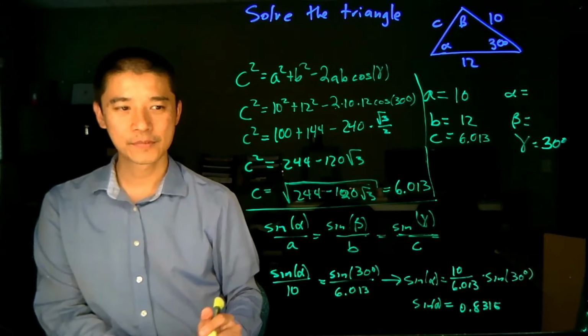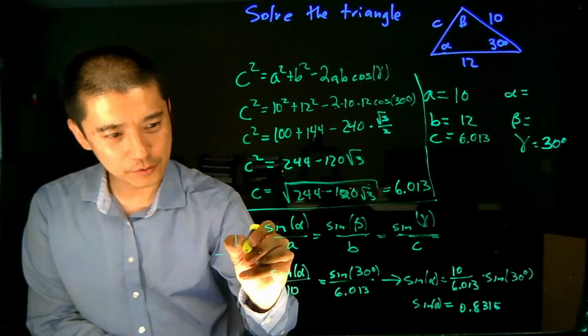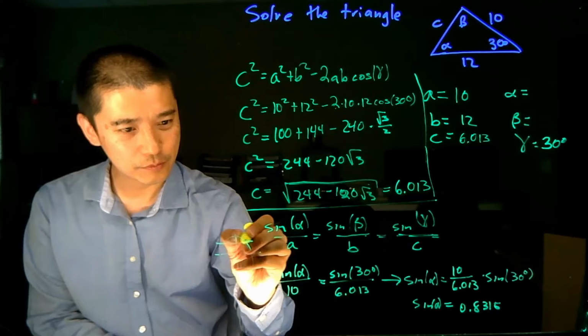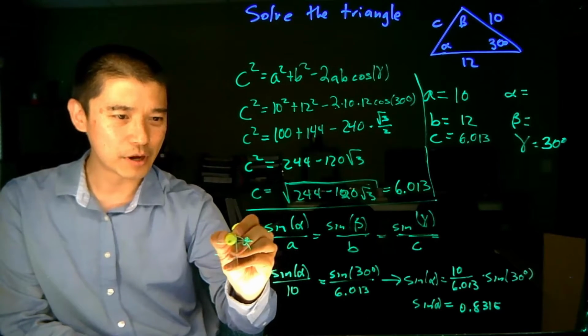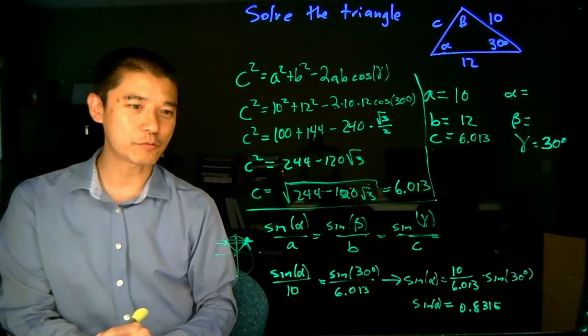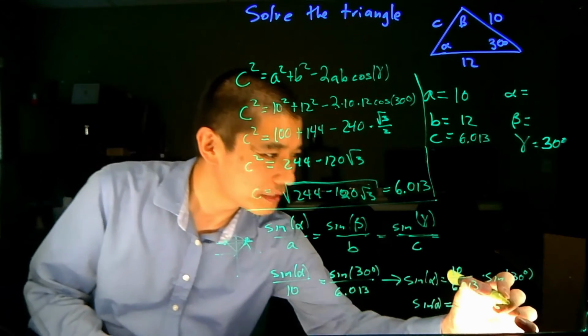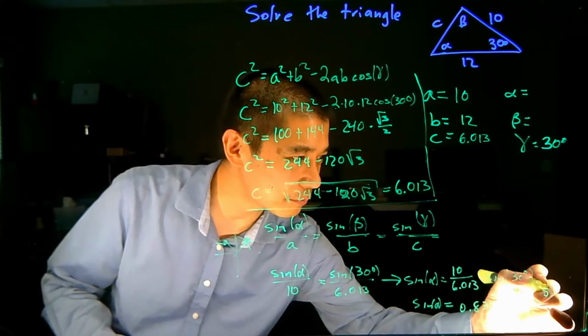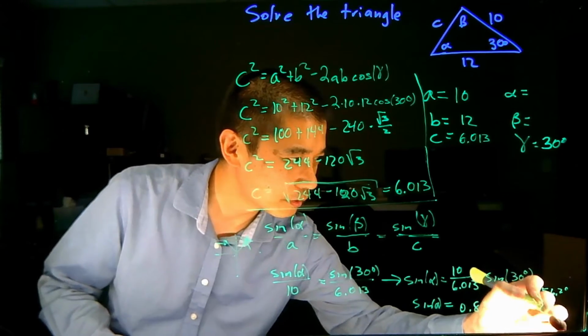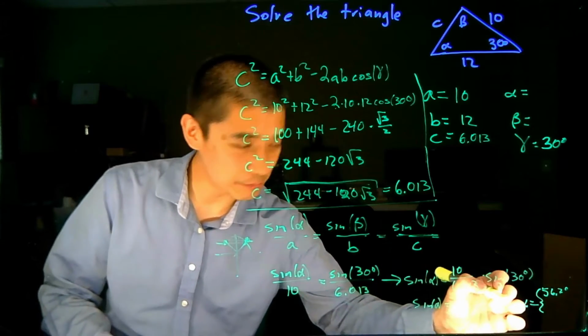Throw that into a calculator, and we're going to get that this is equal to 0.8315. Now, as always, our unit circle picture, we are trying to pick a value that has positive y, so we're going to have a value in the first quadrant and a value in the second quadrant. So the alpha value is going to be equal to either 56.2 degrees or it's going to be 123.8 degrees.